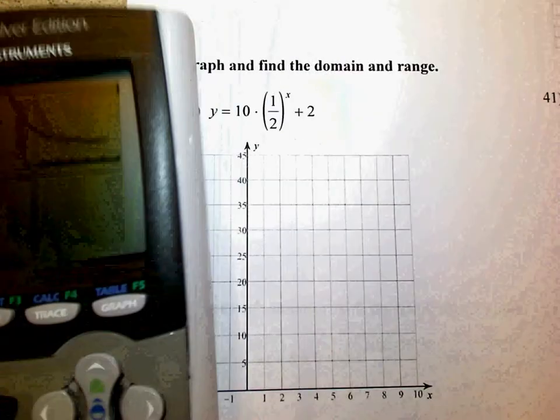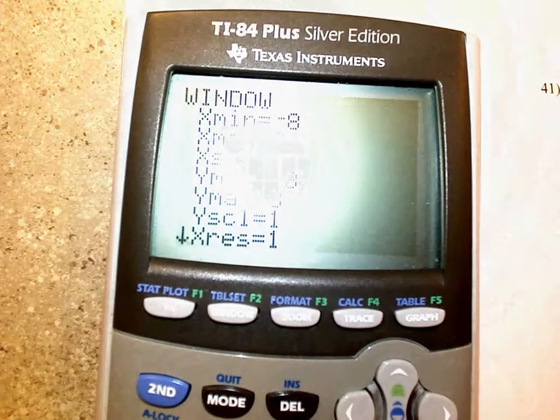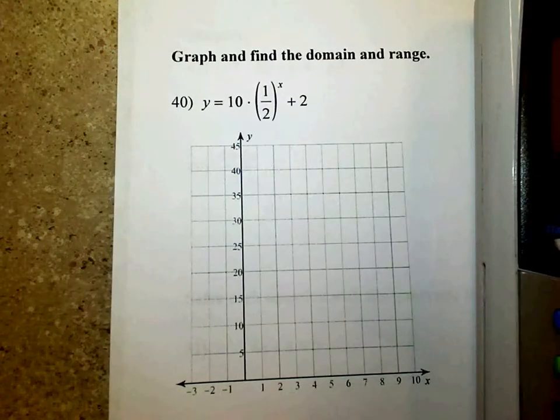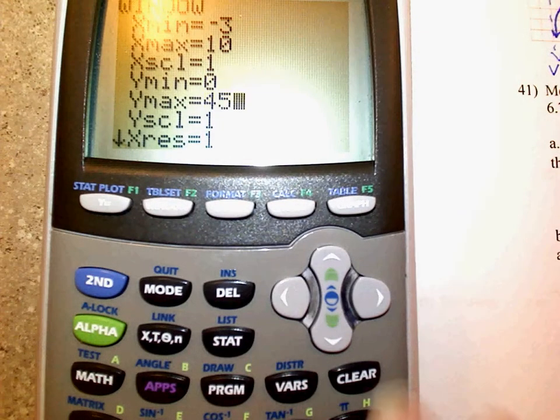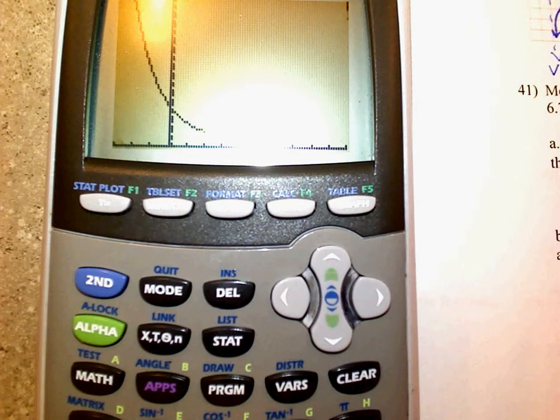And it's actually, I'm going to go on this window, negative 3 to 10. So in my window for x, I'm going to go negative 3 to 10. And then the window for y, it goes from 0 to 45. So I'm going to go 0, 45. Okay? So if I look at my graph, then here's what my graph on my paper should look like, okay?